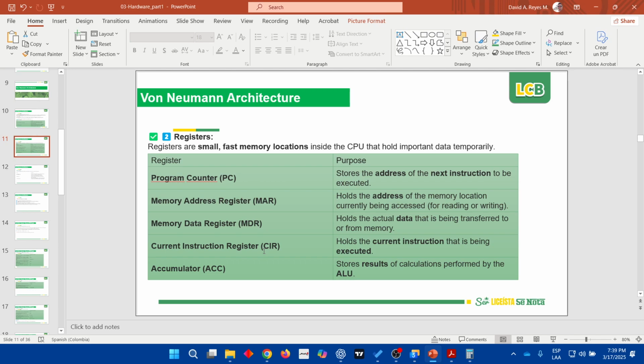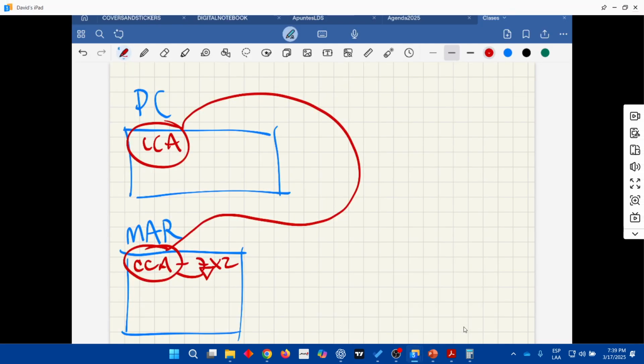So we have the MDR, the memory data register. It says that it holds the actual data that is being transferred to or from memory. Let me explain this. The same: we have the CCA address, and in the CCA address we are reading this information.